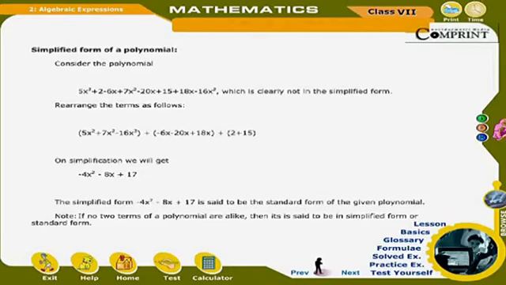The simplified form minus 4x square minus 8x plus 17 is said to be the standard form of the given polynomial. Note, if no two terms of a polynomial are alike, then it is said to be in simplified form or standard form.